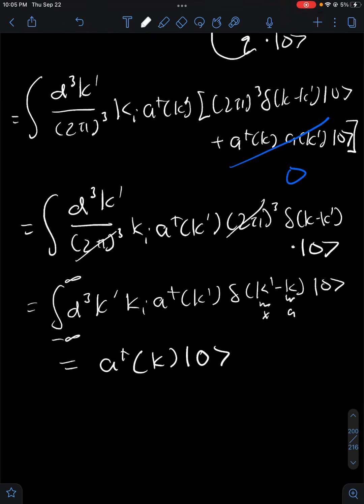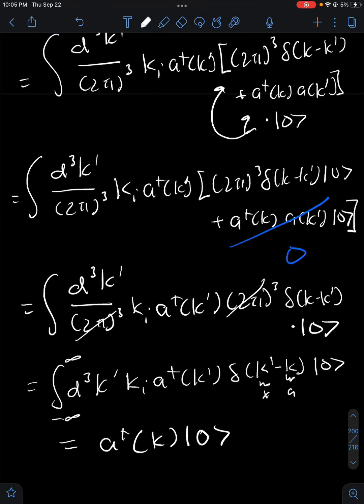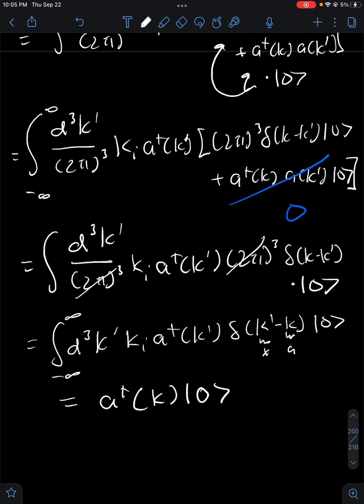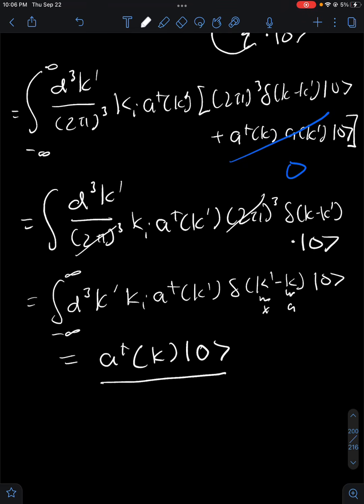This is kind of the cool part in this whole thing. We remember that we were kind of afraid that this would diverge since we were integrating over all momentum, but the delta function took care of that integral and just gave us some finite value, that being this over here. And also we can't forget about this little ki over here that still exists.